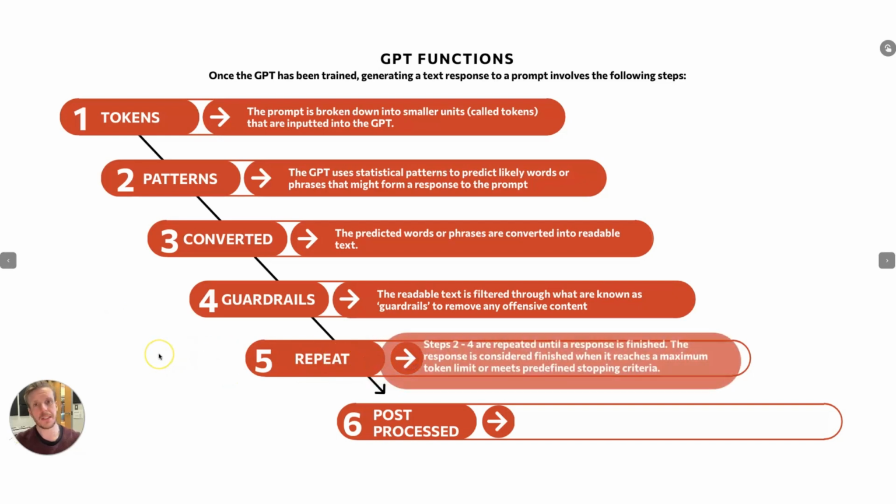Then it just repeats steps 2 to 4 many times until it reaches a maximum token limit or predefined stopping criteria. We're going to be talking about these GPT functions again in the prompting section of this tutorial, so keep in mind tokens and predefined stopping criteria. We'll touch on those again in the prompting section.